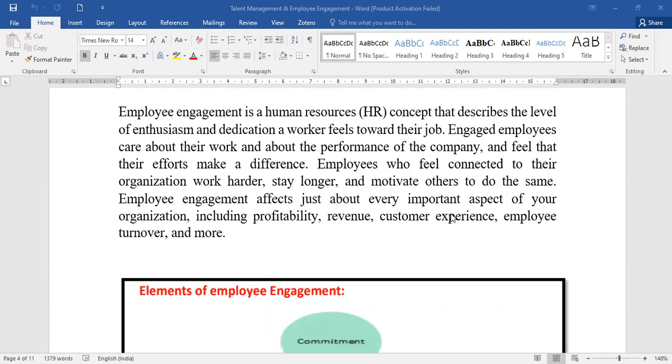Because if they are not motivated in the correct way, it will definitely lead to a disadvantage. So employee motivation should be done in the best possible manner. Now when we talk about the elements, there are various elements which are a part of employee engagement. Let's see what these elements are one by one.